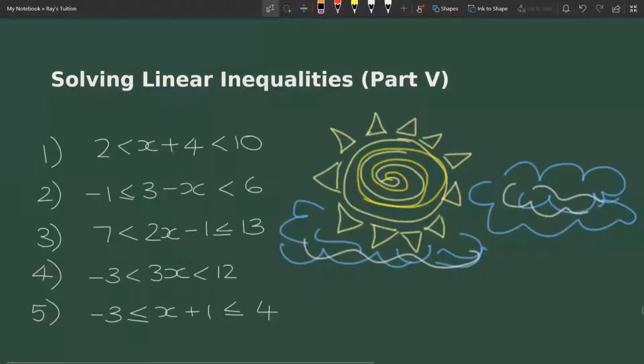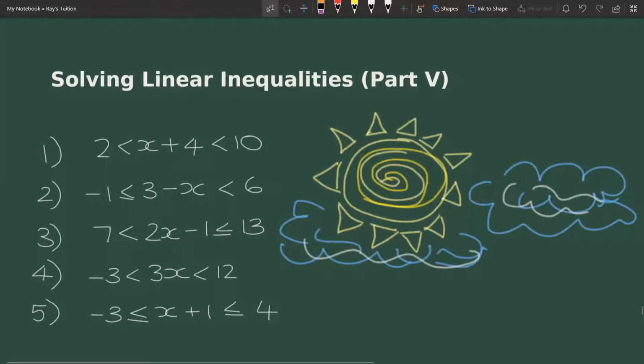Hi, and welcome to the fifth video on solving linear inequalities. In this video, we have a look at solving double inequalities, so there are terms on either side of the x. We will also look at how to represent these solutions using set builder notation and on a number line.